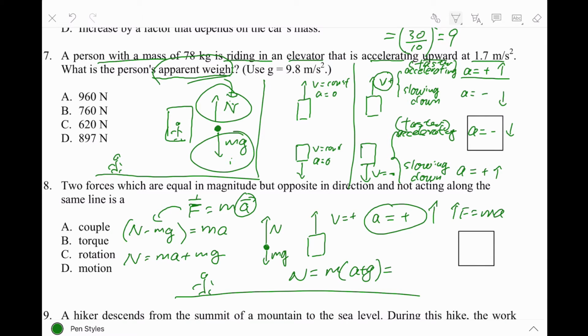So m is 78. A is 1.7. Remember, this is what you record, upward, accelerating upward. That's why this is 1.7 plus 9.8. All right. So if you type this one, 1.7 plus 9.8 multiplied by 78, this is 897, so the answer is D.